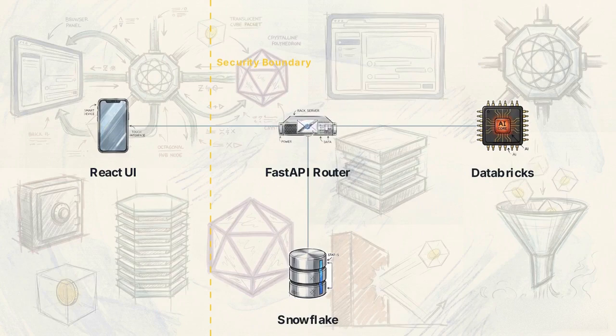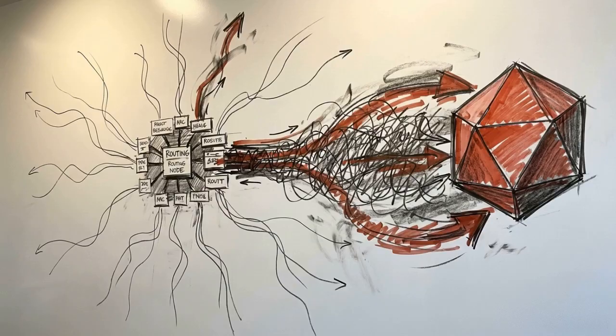Finally, FastAPI performs its housekeeping. It logs this newly generated AI response back into Snowflake to close the memory loop, and simultaneously pushes the text across the security boundary to populate the React UI. Keeping the heavy inference externalized on Databricks protects the FastAPI server from compute bottlenecks. It ensures that the router remains free to handle thousands of rapid UI requests without freezing.